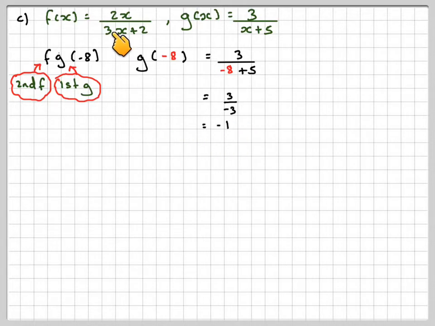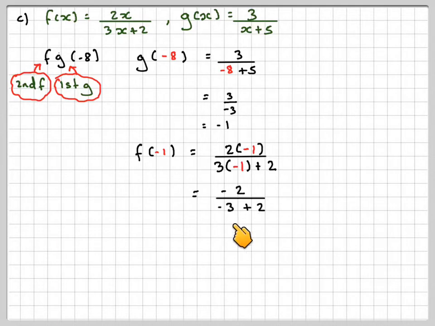Now we take minus 1 and put it into f. So f of minus 1. So we're going to have 2 times minus 1 over 3 times minus 1 plus 2. That's going to give me minus 2 over minus 3 plus 2. So it's going to give me minus 2 over minus 1, which will give me an answer of 2.